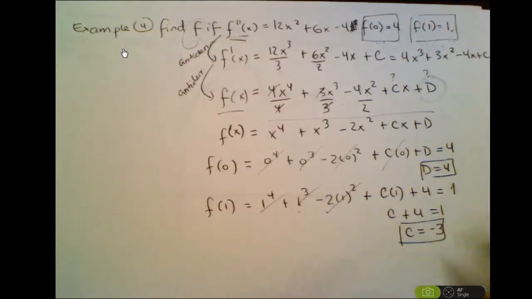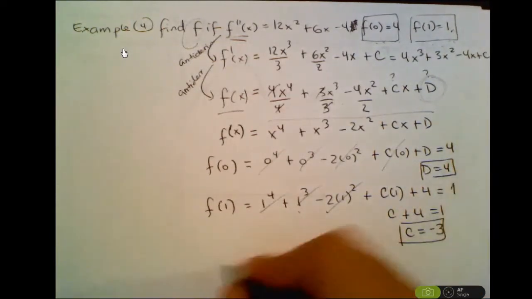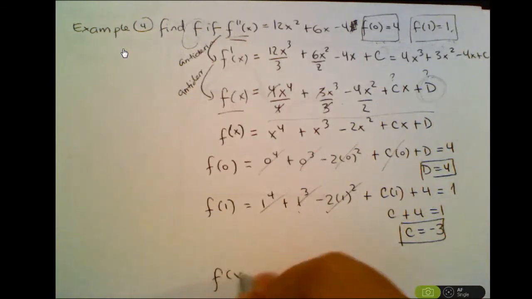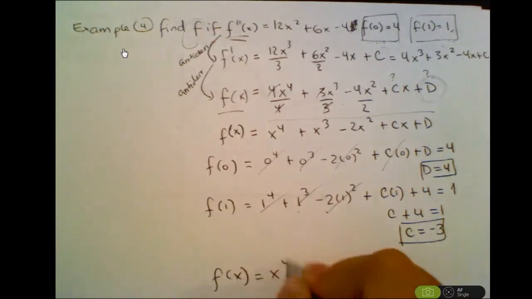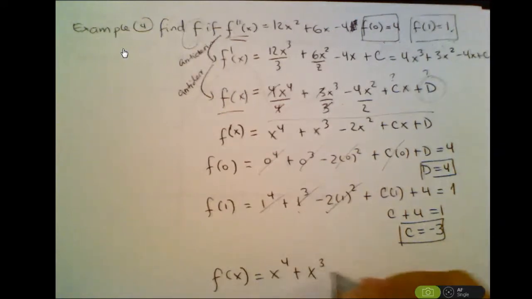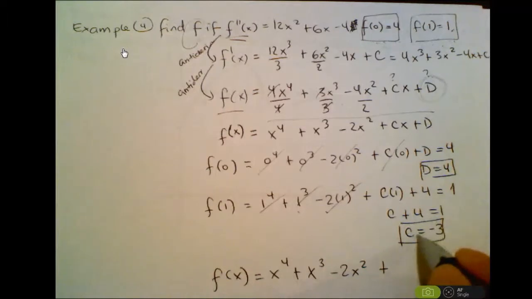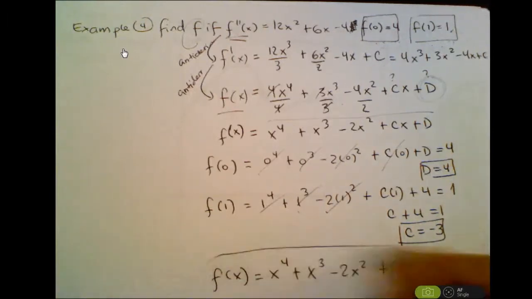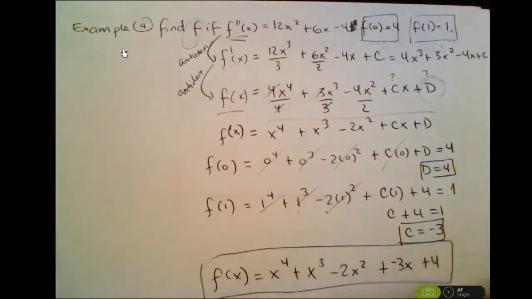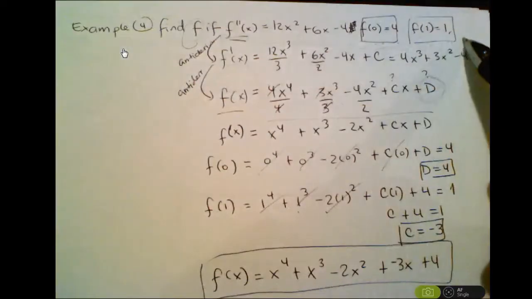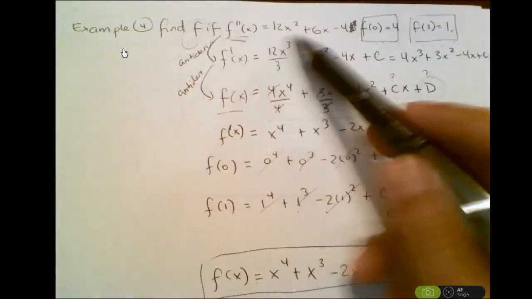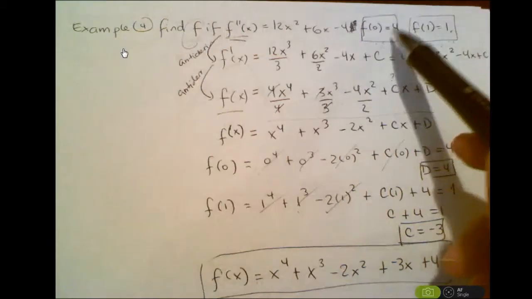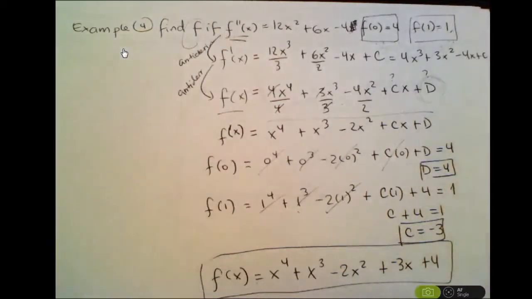So since I found the two constants, I can complete my answer by saying that f of x is x to the fourth plus x cubed minus 2x squared minus 3x plus 4. And that is the only function that meets all these expectations. Not only is the second derivative this, it also goes through the points (0, 4) and (1, 1).